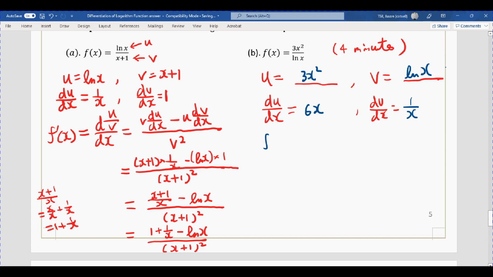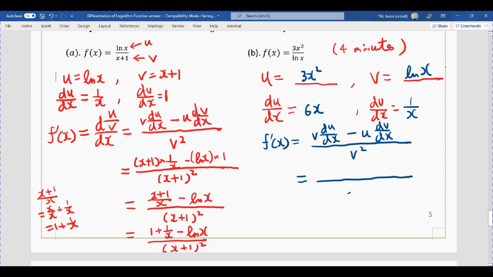All right, so let's see. You will have v times du over dx minus u times dv over dx. Okay, don't mix up the order. You must go with du over dx first. All over v squared, and that v squared is log x. Remember, you need to have a bracket here.